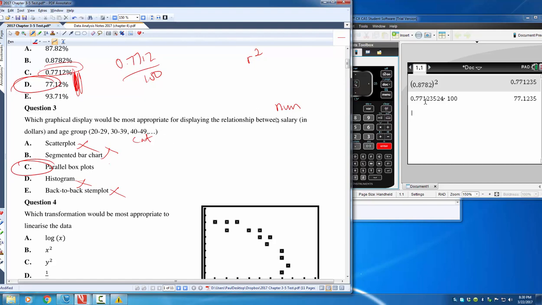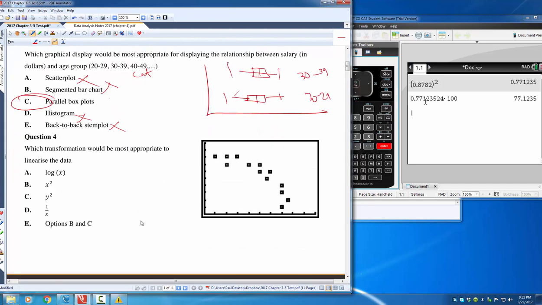So for the relationship between salary and age group, the way I imagine it is, we've got the age group 20 to 29 here with a box plot, and then the age group above it, 30 to 39, with a box plot here. And look at the medians, it's increasing for this age group or something like that. So what you would do is put all of them in parallel and compare.